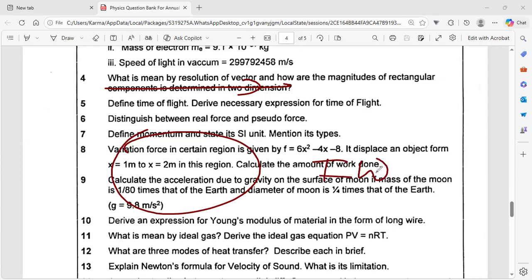Angular momentum is given by I omega, while linear momentum is given as mass into velocity. Angular momentum involves the moment of inertia, which is given by mr square. Angular velocity is theta upon time.